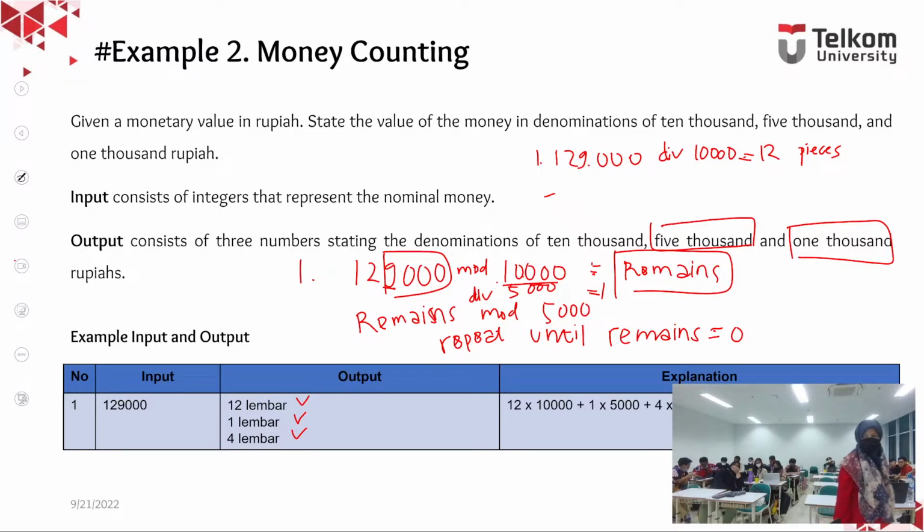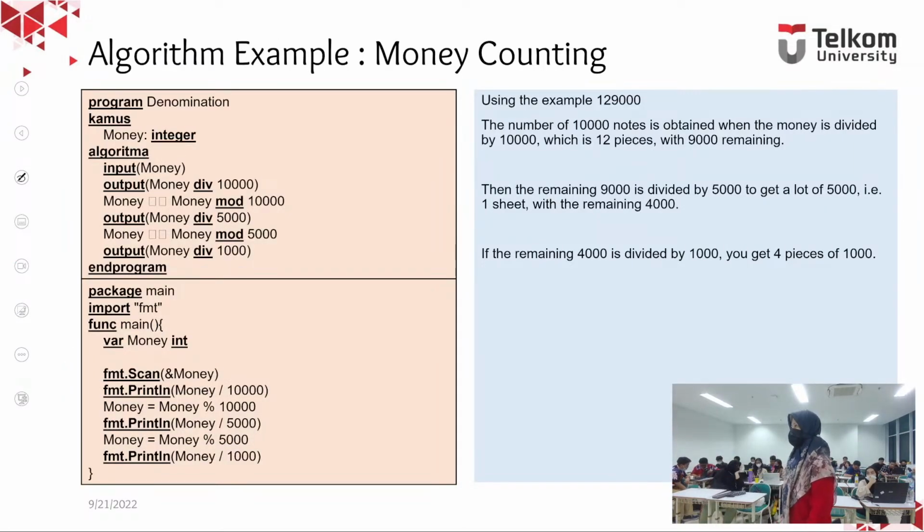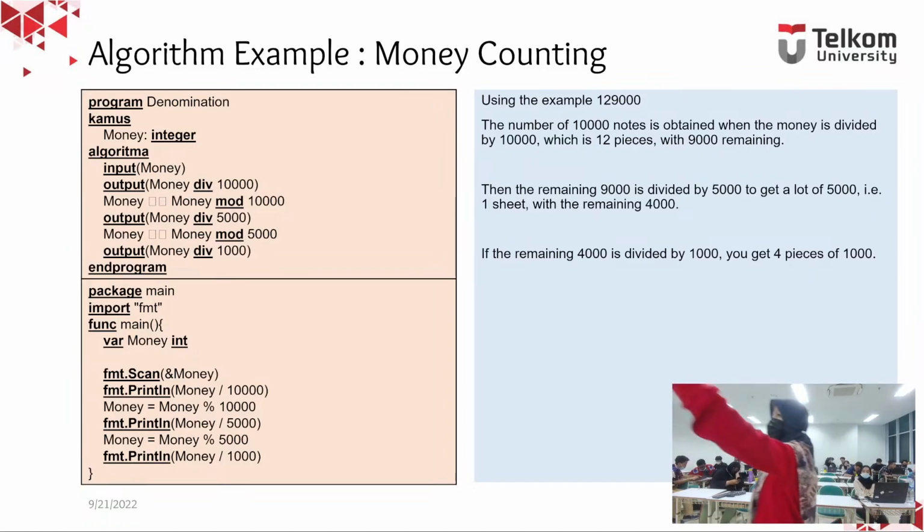Okay, let's look at the algorithm. So this is the algorithm, and this is the explanation. The number of 10,000 notes is obtained when the money is divided by 10,000, so 12 pieces. And then the remaining 9,000 is divided by 5,000 to get 1 piece, and then the remaining is 4,000. And this is the algorithmic notation.